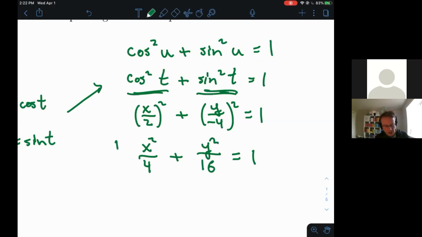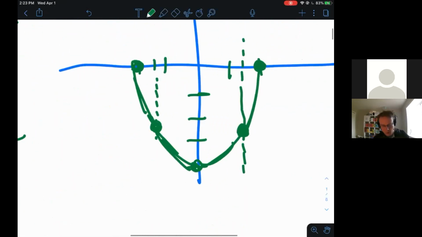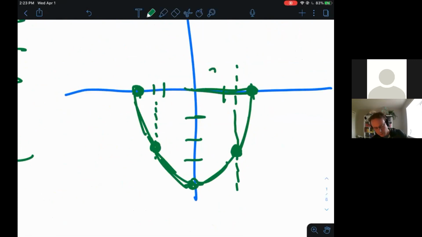This is related to a circle. Notice if we just had x squared plus y squared equals 1, it would be a circle of radius 1. But those 4s and 16s are stretching the circle, so this will actually be an ellipse. If we go back to our picture, notice we had to move 2 out. It was a circle of radius 2 in the x direction, and a circle of radius 4 in the y direction. So this is going to be an ellipse, a stretched circle.